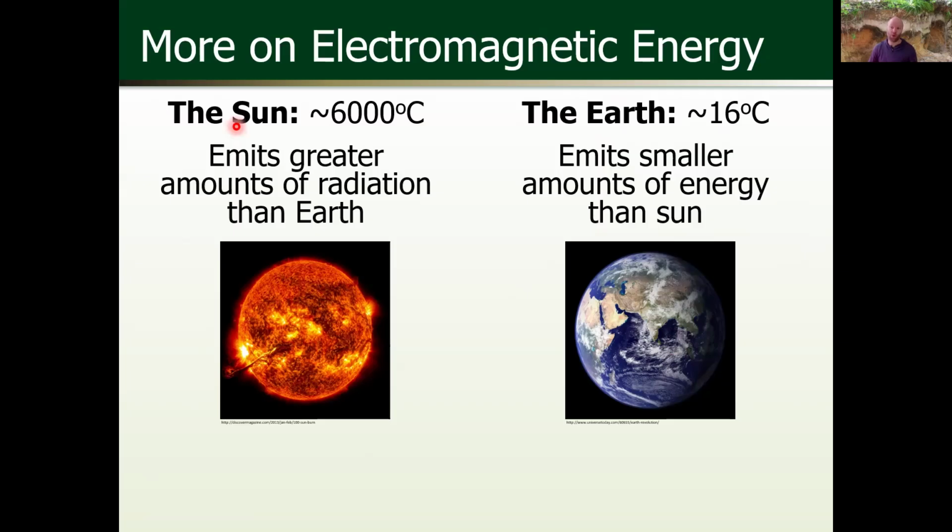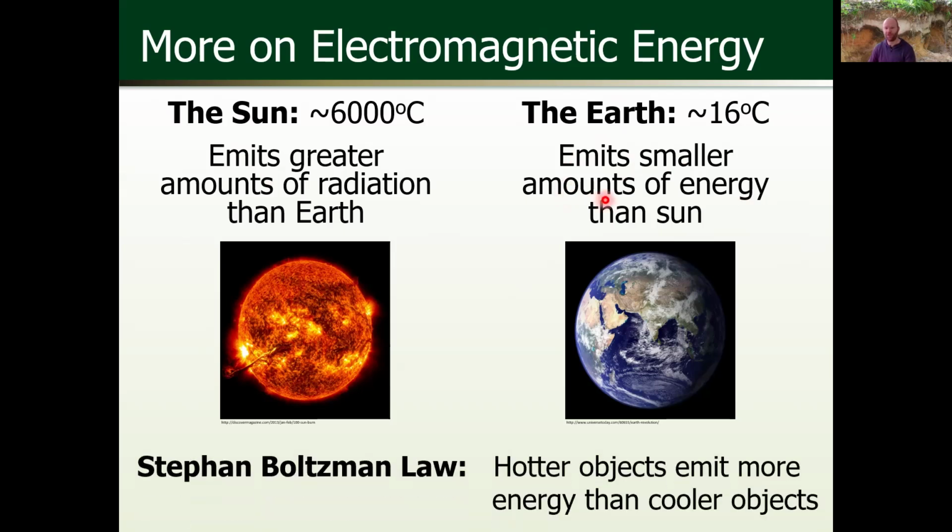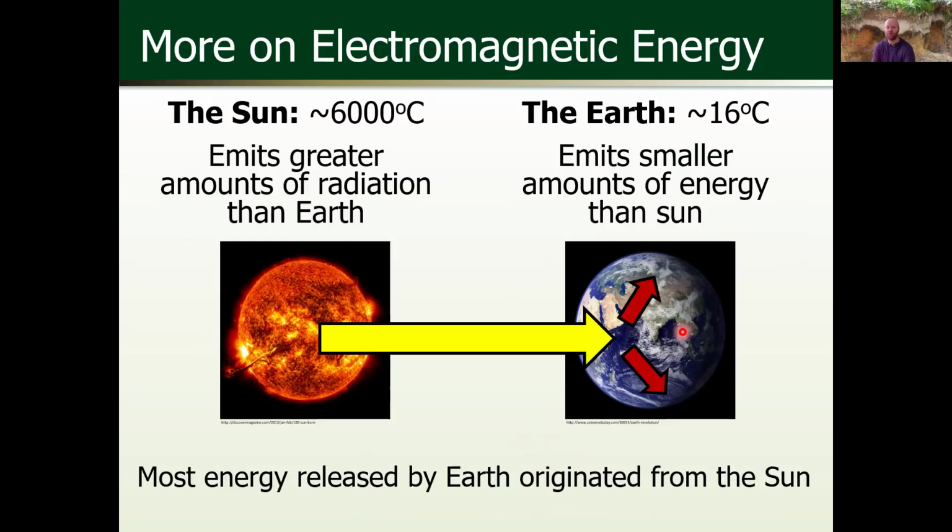So in terms of quantities, the sun emits an incredible amount of radiation, much, much more than the Earth, where the Earth emits a much smaller amount of radiation total than the sun. So this ties into some basic physics, here the Stefan-Boltzmann law, where a hotter object emits more energy than a cooler object. Really and ultimately the majority of energy released by Earth's surface.